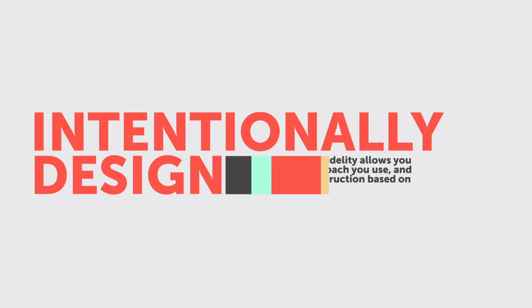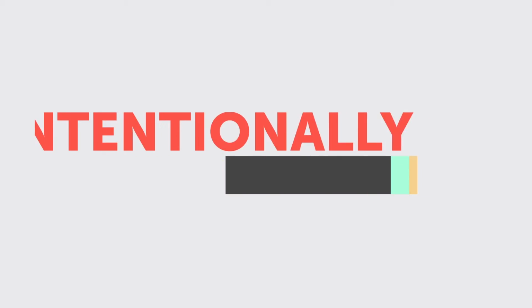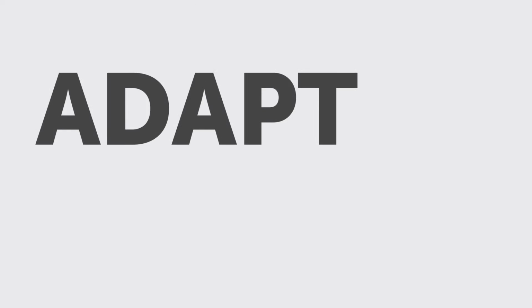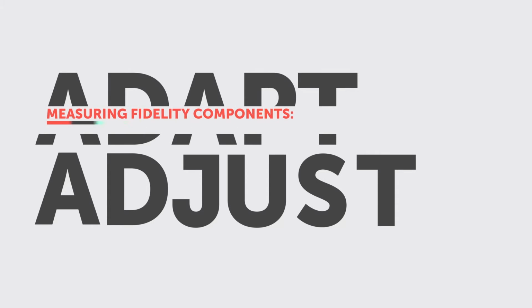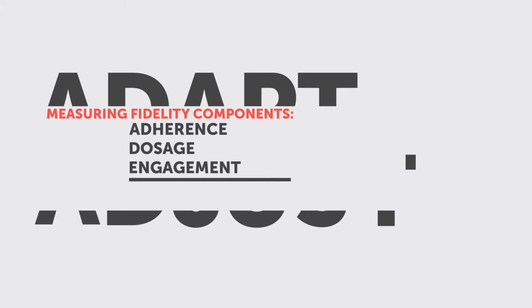Let's get started. When you implement with fidelity, you intentionally design activities to have an impact on students and ensure that those activities are being implemented as designed. Implementing with fidelity allows you to evaluate the approach you use and adapt and adjust instruction based on student response. To measure fidelity, there are 4 basic components you need to consider: adherence, dosage, engagement, and delivery.